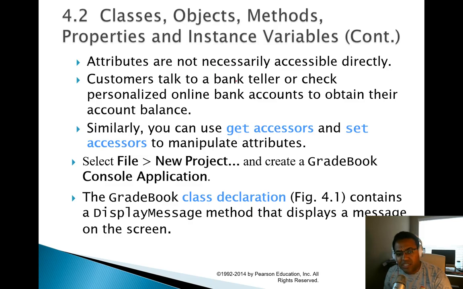Attributes are not necessarily accessible directly. Customers talk to a bank teller or check personalized online bank accounts to obtain their account balance. Similarly, you can use get accessors and set accessors to manipulate attributes.